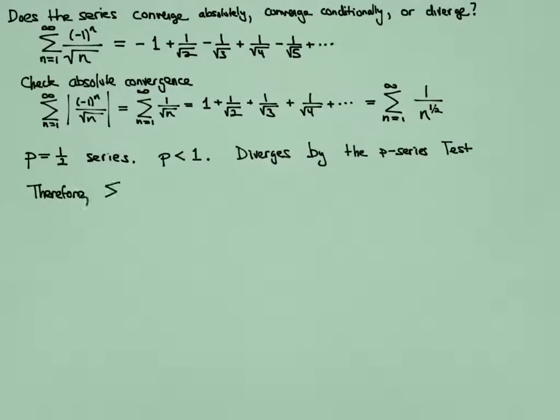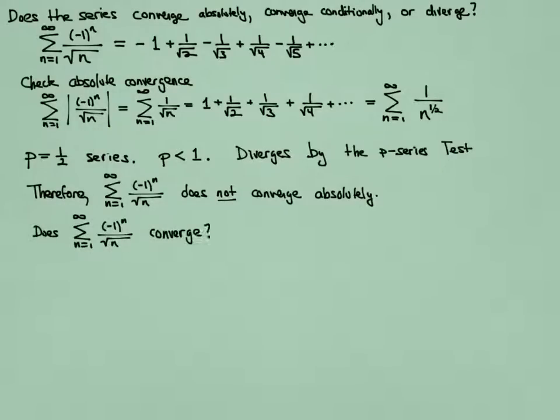So the alternating series that we're interested in cannot possibly converge absolutely, because the series whose terms are positive is not converging. So what we'll do next is consider the original series and ask whether or not that converges. And in fact, the alternating series test applies to this series.